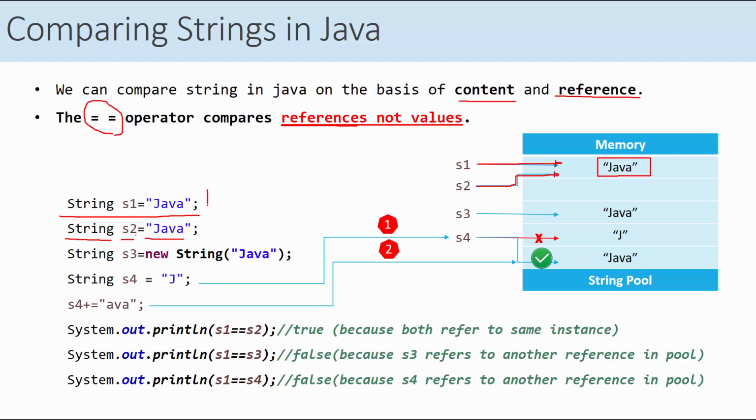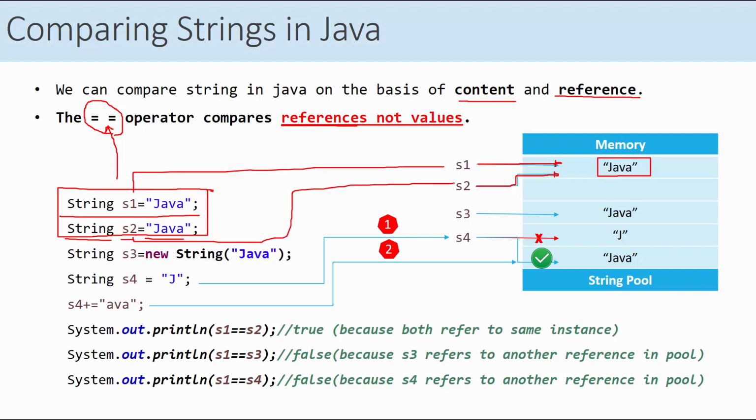So now, if you compare S1 and S2 using the equality operator, you get true, because both S1 and S2 refer or point to the same memory reference. So here, S1 is equal to S2, you get true because both refer to the same instance.